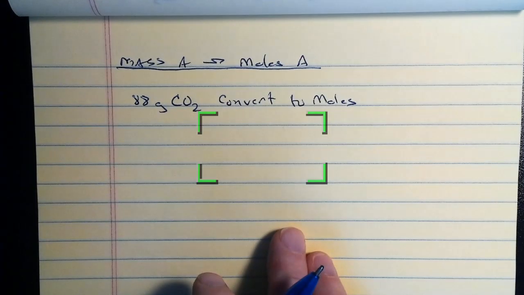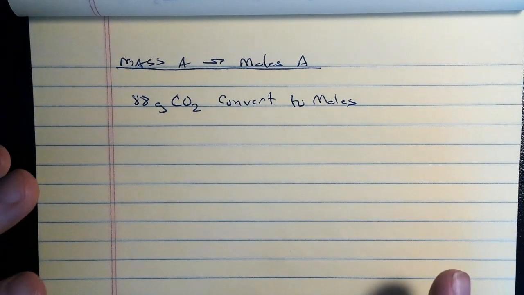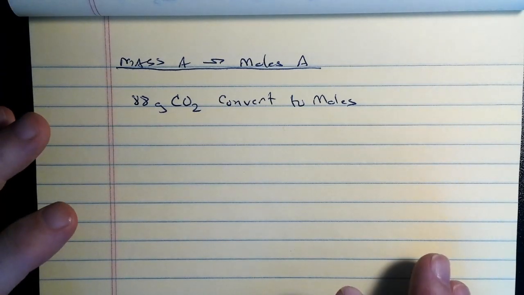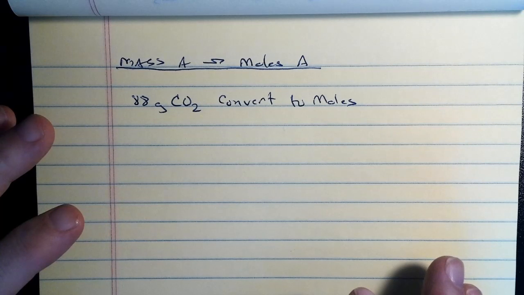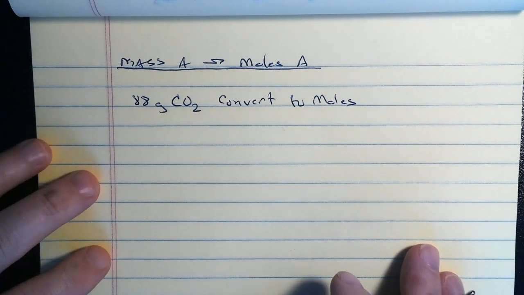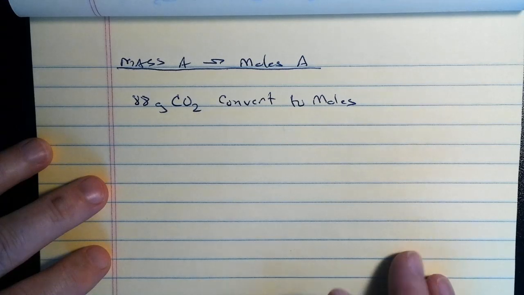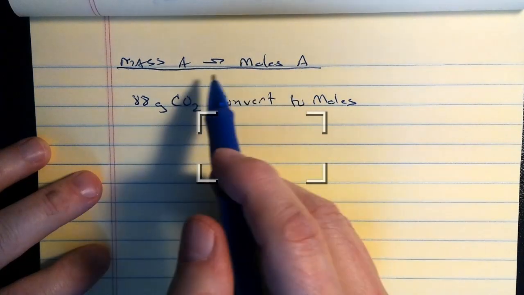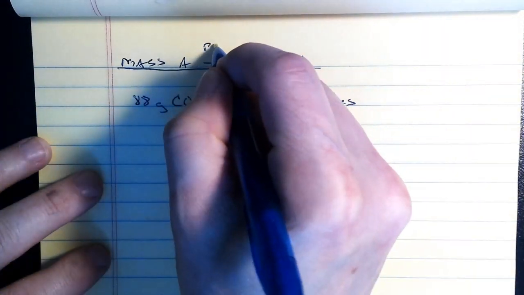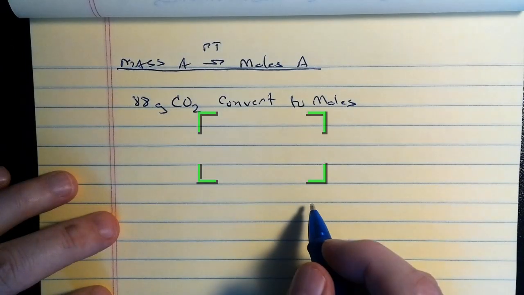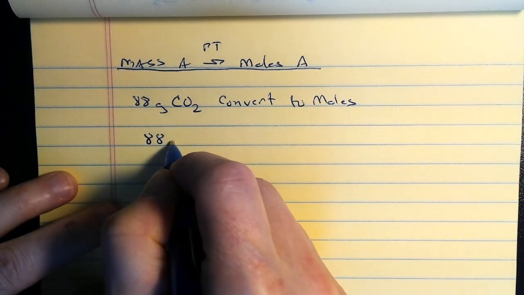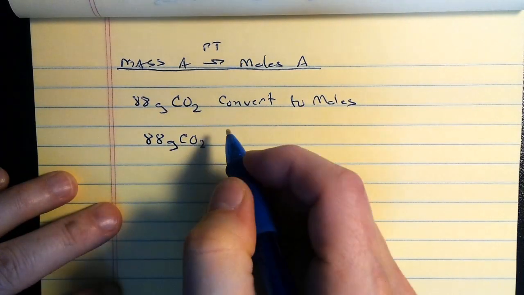Now, I'm thinking that when you use a periodic table, for our purposes, we have been rounding either to the 10th or to the 100th, but let's make it easy on ourselves. Let's just round to the whole number. Okay, so that'll make our life a whole lot easier. So when you're going from moles A to mass A to moles A, you're going to use the periodic table. Look at the molar mass. Okay, so when you have this, whatever you're given, you start with that. So 88 grams of CO2.